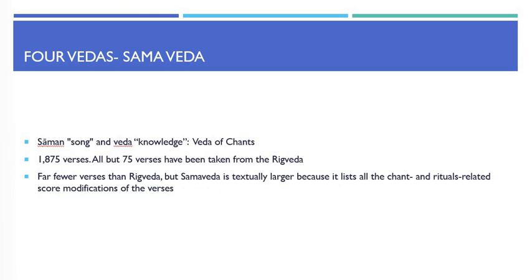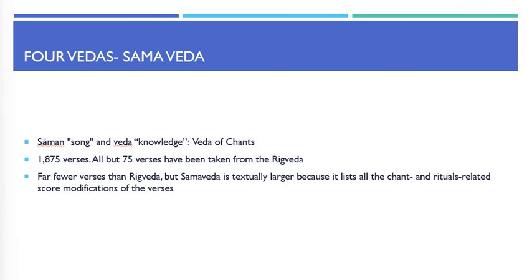The third Veda is the Sama Veda. Saman means song and Veda is knowledge. Sama Veda is a Veda of chants. It has 1875 verses. All but 75 verses have been taken from the Rig Veda. There are far fewer verses than in Rig Veda, but Sama Veda is textually larger because it lists all the chant and ritual related score modifications of the verses.